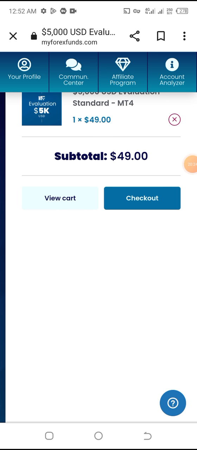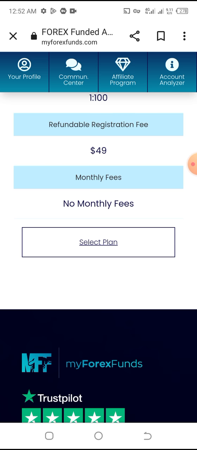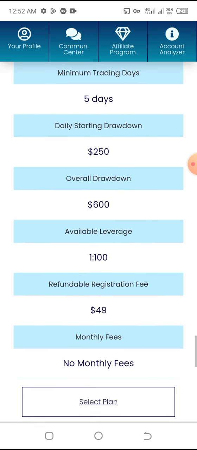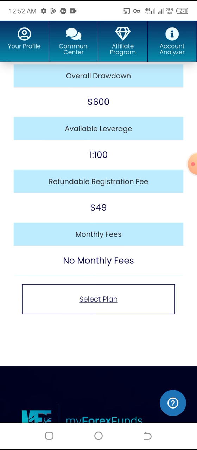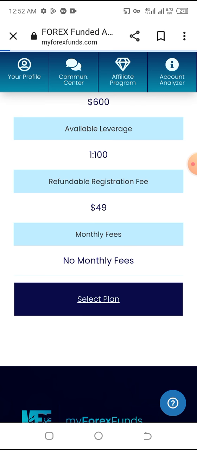Okay. Now let's go back. So many people have made this mistake. I had a friend who bought 3 accounts at once without knowing, using his credit card. So you have to be very careful with it. Go and check that side, how much, because that's where they'll put the overall cost. You come and click select plan. Okay. Then let's wait for it to load.